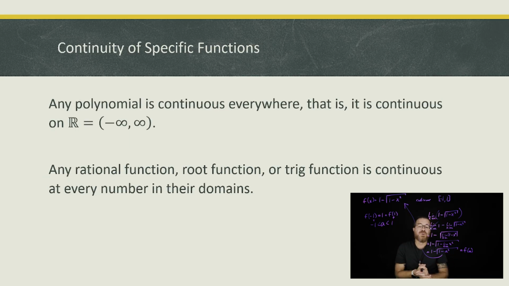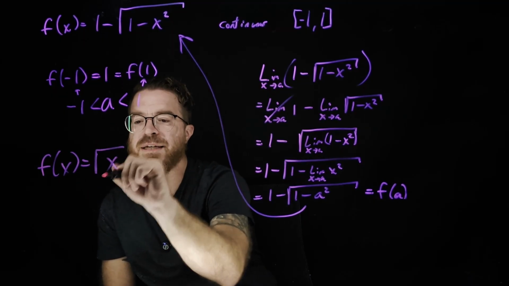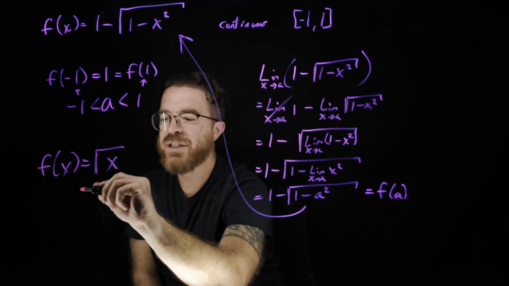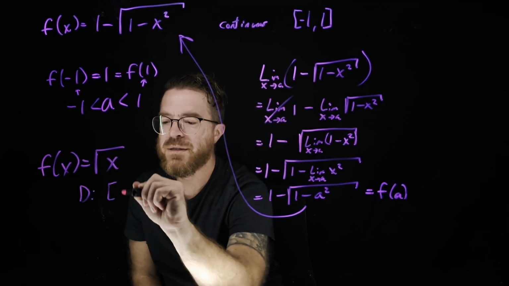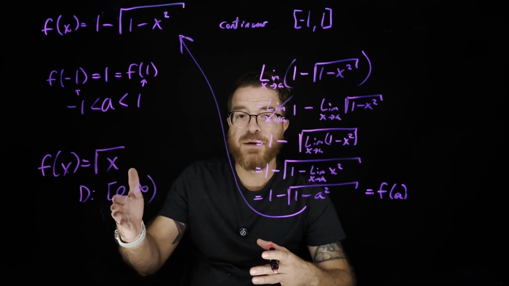Some other rules that are actually really useful is any polynomial that you have is continuous everywhere. So polynomials are continuous everywhere. That is to say that it is continuous for all real numbers, meaning it has a continuity from -infinity up to infinity. Any rational number, root function, or trig function is continuous at every number in their domains. That means, for example, if I have something like f of x is equal to the square root of x, this means that if I know my domain, which in this case the domain would be from 0 inclusive up to infinity, this means that it is continuous from 0 to infinity.